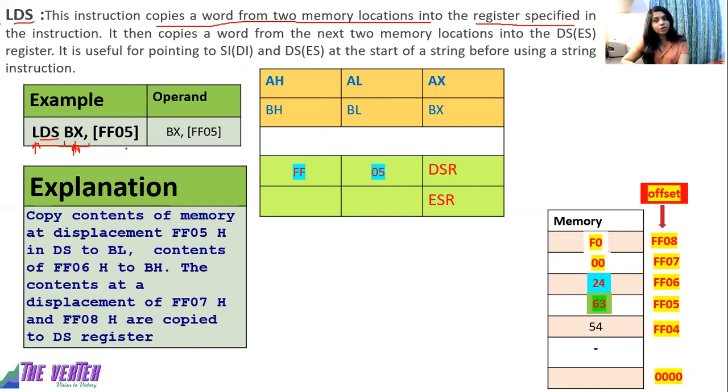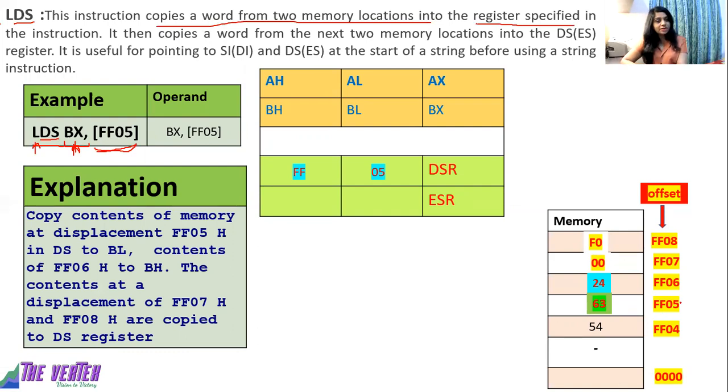What is FF05? Why is it in brackets? Whenever a 16-bit value is in brackets, always remember that it indicates an address and not data. If there are no brackets, then it is data. But if it is enclosed in brackets, it indicates that it is an address, it is an offset, and it is not data.